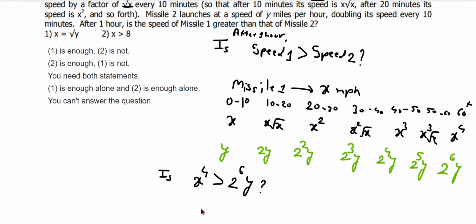All right. So now let's go to statement 1. Your statement 1 here is x is equal to square root y. Right. So what should we do?